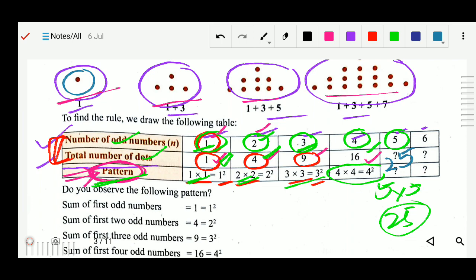So likewise, if we have to analyze, we have to write in the form of a table. This is the pattern we generalize. We just generalize what the pattern is. Okay.